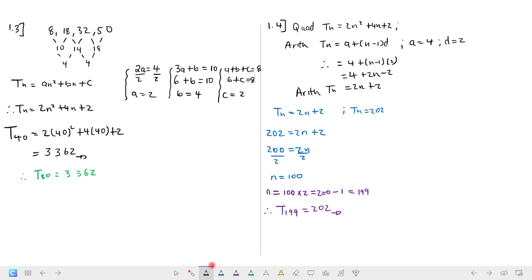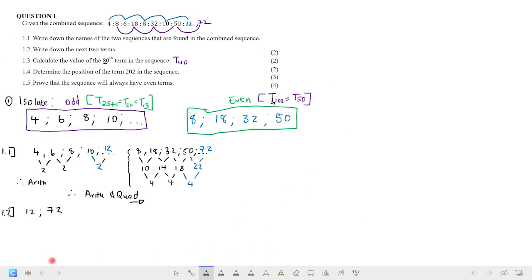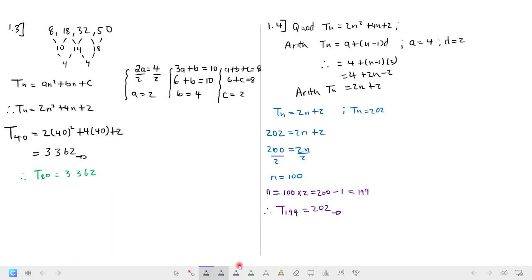So I hope the explanation made sense. Now let's go ahead and look into 1.5. 1.5 says prove that the sequence will always have even terms. We need to prove that the sequence will always have even terms. So what does that mean? To have even terms, we know that a number becomes an even number once you multiply it by what? By 2. So now what we need to do is take this Tn and write it in a form in which we can have a sequence multiplied by 2, right? So let's go ahead and look into the first one so that I can explain this by writing.